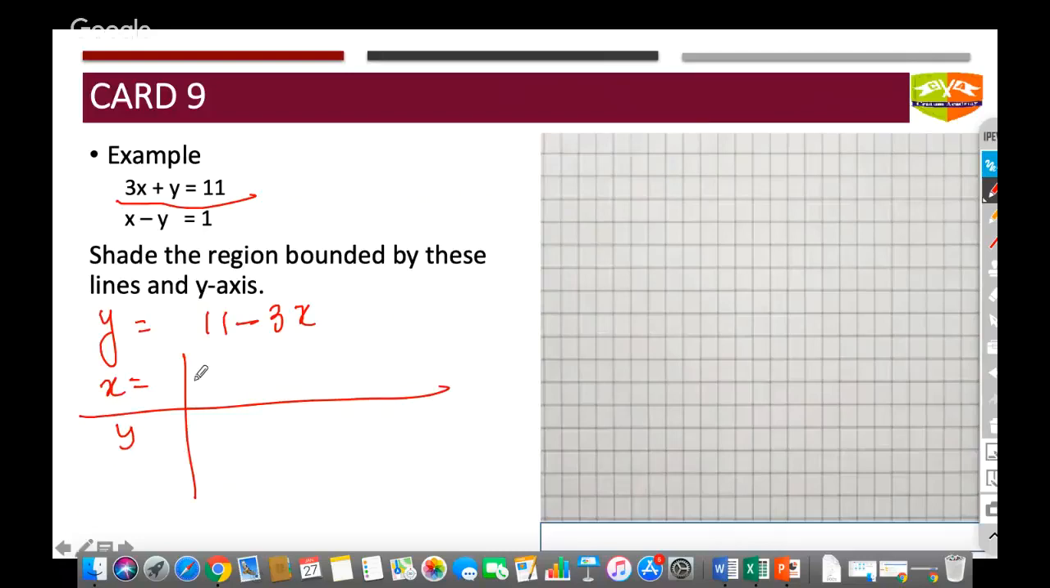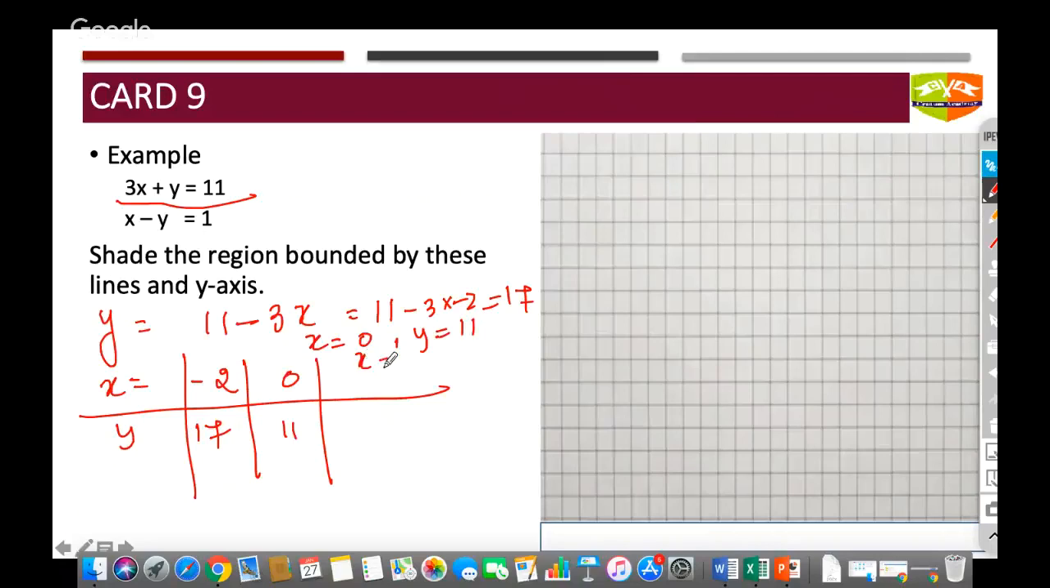So I take x is equal to minus 2. Then y is equal to 11 minus 3 times minus 2, which is 17. Similarly, if x is equal to 0, y comes out to be 11. Then I have taken x is equal to 2, so y comes out to be 11 minus 3 into 2, which is 5. Now I plot this line.